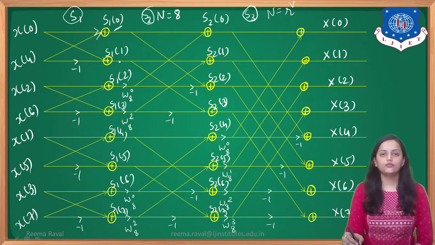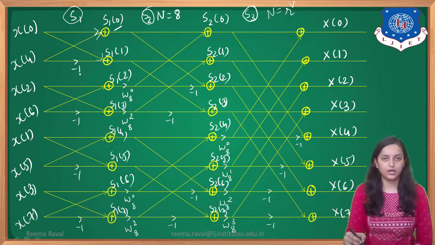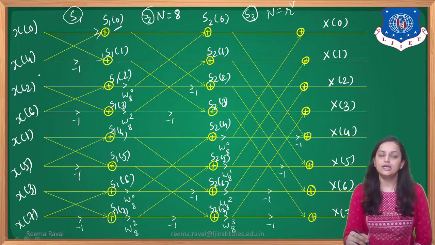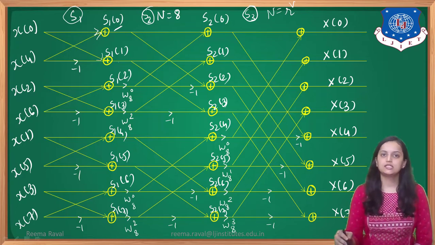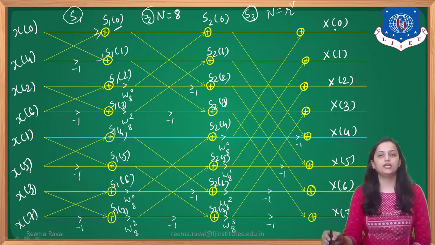Same way, if we want to find the equation for S1[1], that will become the inputs from x[0] and x[4] with the multiplication of -1. So S1[1] will become x[0] minus x[4]. Same way, we are going to obtain the equations from output of stage 1, stage 2 and then we will calculate the output for the final stage.